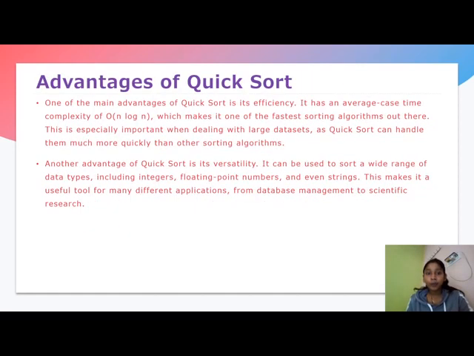Advantages of quicksort. One of the main advantages of quicksort is that it is efficient. It has an average case time complexity of O of n log n, which makes it one of the fastest sorting algorithms out there. It is especially important when dealing with larger data sets. Quicksort can handle them much more quickly than other sorting algorithms. Another advantage of quicksort is its versatility. It can be used to sort a wide range of data types, including integers, floating point numbers, and even strings. It makes it a useful tool for many different applications, from database management to scientific research.